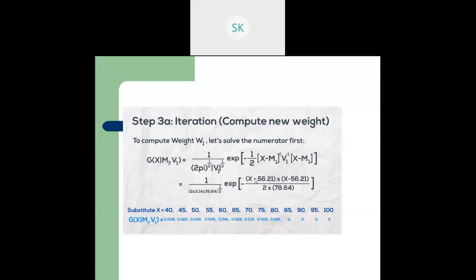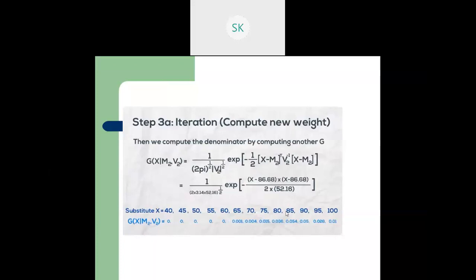Exponential of x minus, this is 1 by 2, so 2 gets multiplied here with respect to variance. X minus 56.21, that is the mean of the first component, right? Second component. So substitute these x values, 40 marks, 45 marks, 10 marks, 45, 10 marks, 50 marks, up to 100 marks. So we will get g of x of m1 comma v1 is equal to, and putting these values we will get these results. Okay. So next slide now.